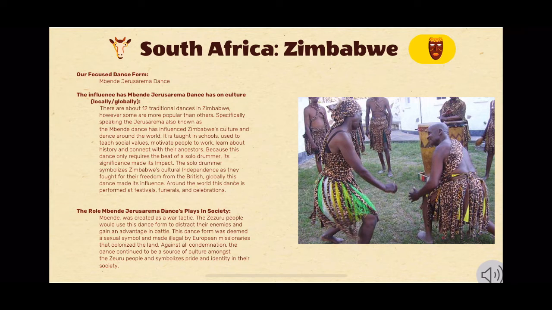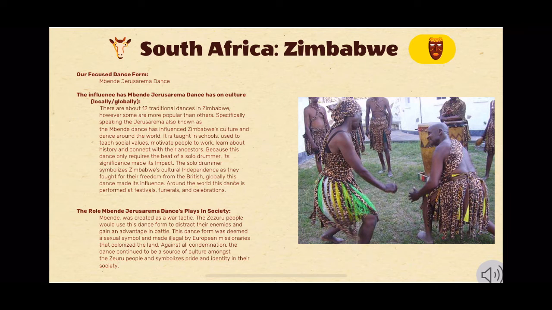It has been taught in schools, used to teach social values, motivate people to work, learn about history, and connect with their ancestors. Because this dance only requires the beat of a solo drum, its significance made its impact. The solo drummer symbolizes Zimbabwe's cultural independence as they fought for their freedom from the British. Globally, this dance made its influence. Around the world, this dance is performed at festivals, funerals, and celebrations.